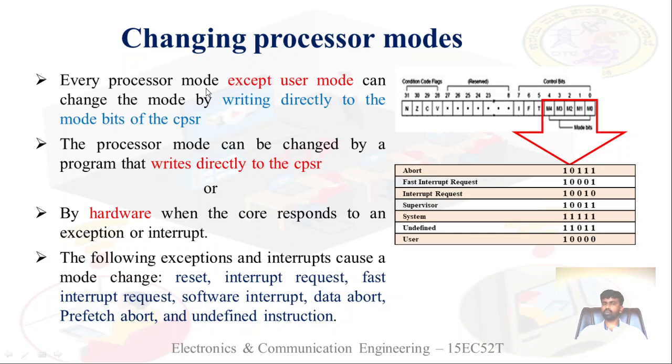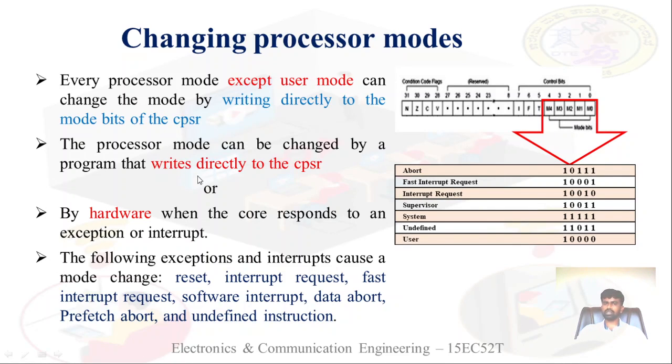Every processor mode except user mode can change the mode by writing directly to the mode bits of the CPSR. That means we can change privileged modes. By changing these mode bits, we can change into different modes, but in user mode this is not possible.